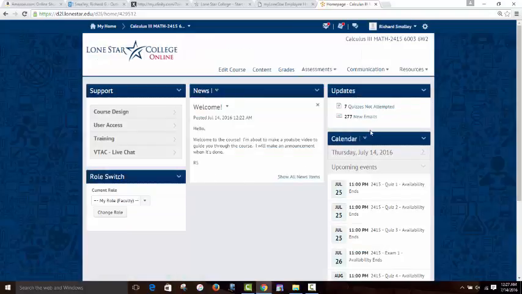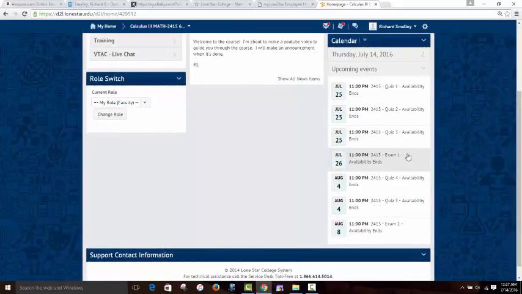And then, also important, this was also in the student view over here to the right, this calendar, very, very important. Pay attention to this, showing you certain deadlines that need to be met. So keep your eyes open on that too.